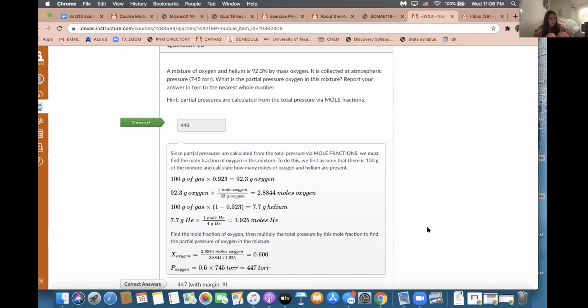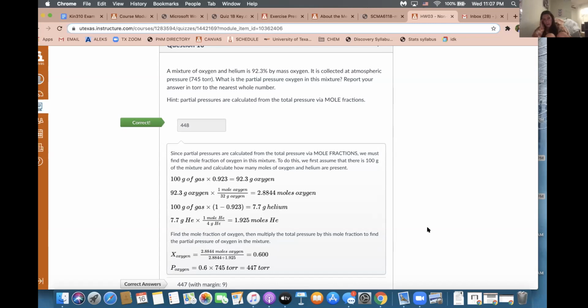I can't hear you. What happened? The partial pressure is equal to the total pressure times the mole fraction. Partial pressure equals the total pressure times the mole fraction. Yeah, and the mole fraction is one element's moles over the total moles. I got it. The X is your mole fraction.